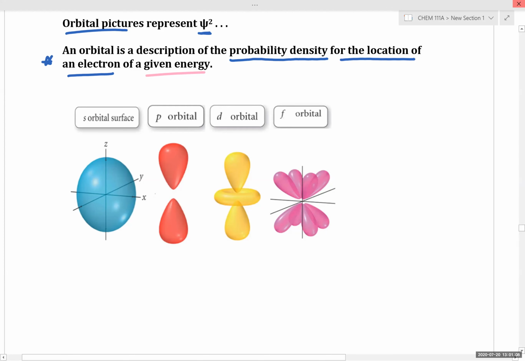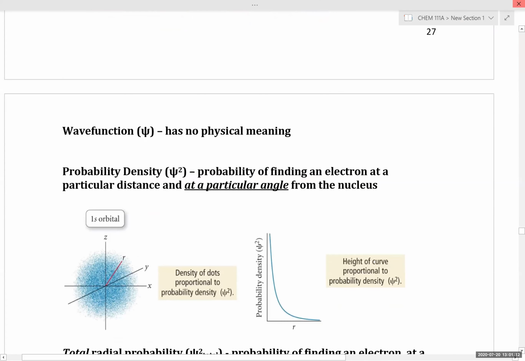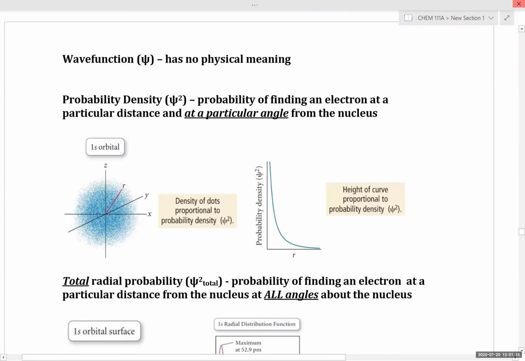Okay, so let's delve into orbitals in a little bit more detail. Again, the wave function itself has no physical meaning. We can model our probability densities in two major ways. The first is the probability density squared, which is the probability of finding an electron at a particular distance and at a particular angle from the nucleus.